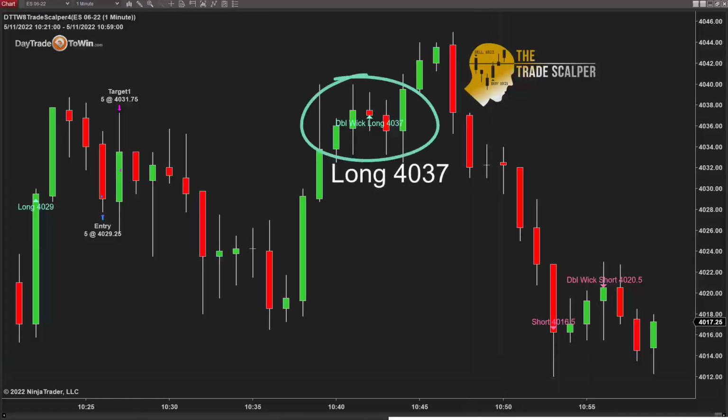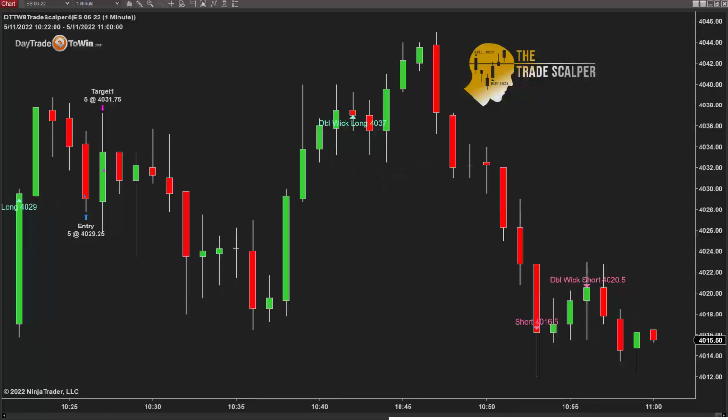10 minutes later, there was another signal to go long at about 10:40, 10:43, 40.37. Opportunity to go long. This is a double wick entry also provided by the Trade Scalper software. This was successful. Remember, these targets and these stops that you see, they should happen sooner rather than later. So we want to have a target that happens almost immediately.